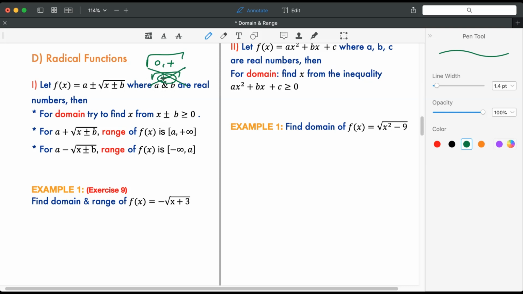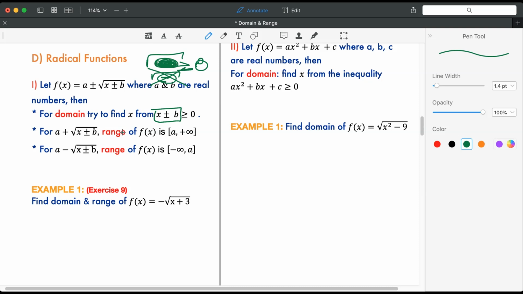So our domain is only limited to 0 to infinity. So we just need to take the stuff written in the radical and set it as greater than or equal to 0. So that stuff in the radical, that radicand, can be 0 or positive, can never be negative. So you take the radicand and set it as greater than or equal to 0. This is not new for you, you already know this.